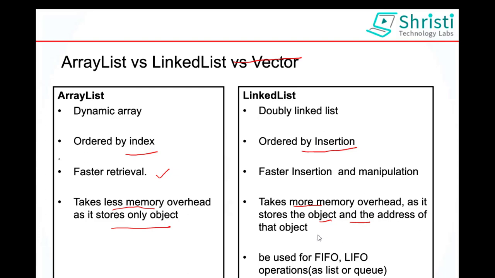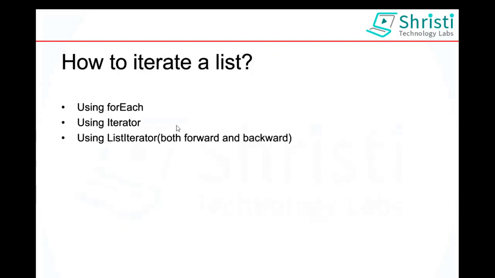With linked list you can perform different operations. That is, you can make it behave like a list or like a stack or like a queue, and you can perform first in first out, last in first out operations. How to iterate a list? Using for each, using iterator, using list iterator. In case of list iterator, you can iterate both in forward and backward direction.